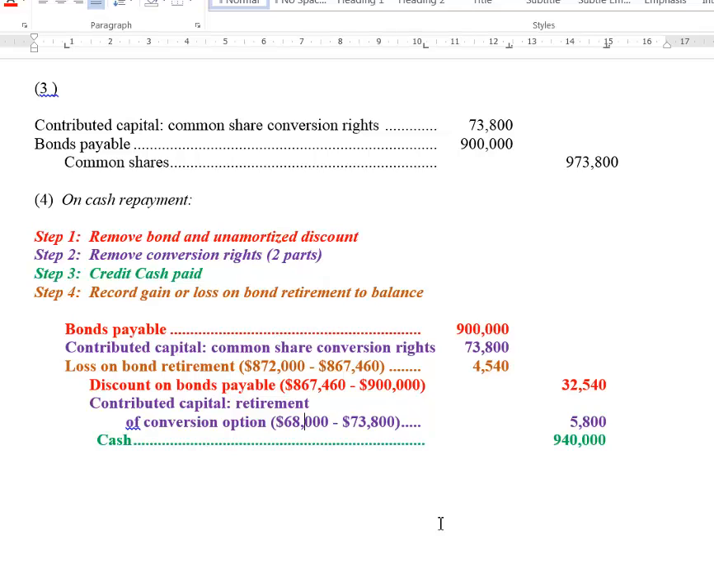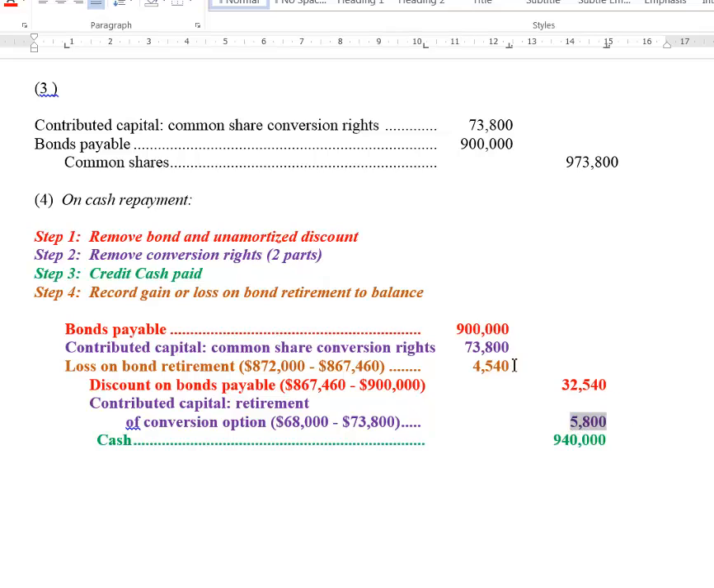So in other words, the investor paid AMC $5,800 more. Because if the options to convert are now worth $68,000 and we paid $73,800, that's $5,800 worth of value that AMC is not giving back to the investors. They're going to keep it. So when we remove the rights at the price we paid for them, we have to acknowledge that $5,800 of that is money that the investor is not getting back.